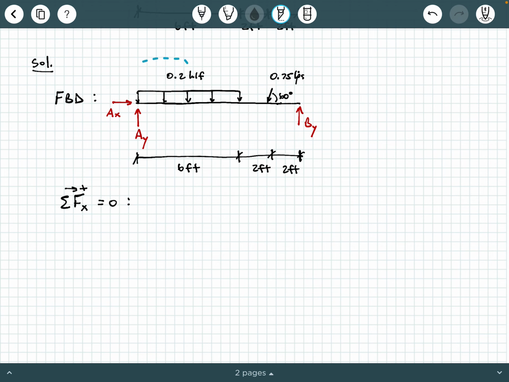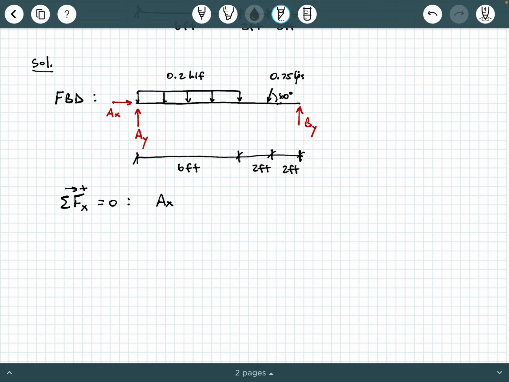So now let's look at our free body diagram and move left to right and see what all has an x component. Well, the first thing we encounter, of course, is AX. We see that very clearly right here. AX has an x component, which is itself. The next thing we encounter is AY, but you notice AY is pointing straight up, so it does not have an x component. The next thing we encounter is the 0.2 kips per foot. Well, that distributed load is pointing downwards. Again, no x component there.